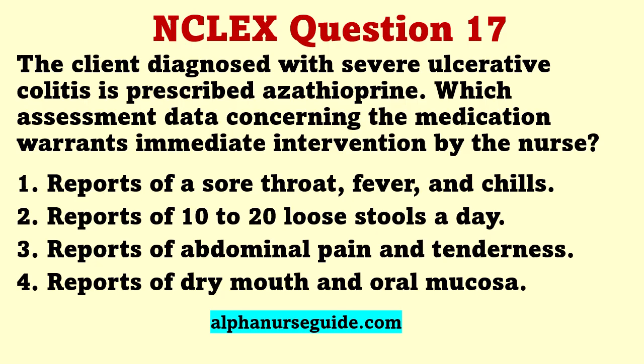The correct answer is 1. Reports of a sore throat, fever, and chills. Azathioprine is an immunosuppressant and can cause a decrease in the number of blood cells in the bone marrow. Signs or symptoms that would warrant intervention by the nurse include sore throat, fever, chills, unusual bleeding or bruising, pale skin, headache, confusion, tachycardia, insomnia, and shortness of breath.